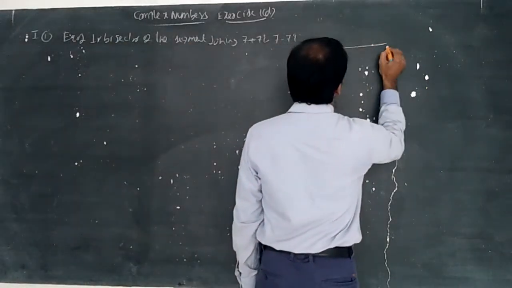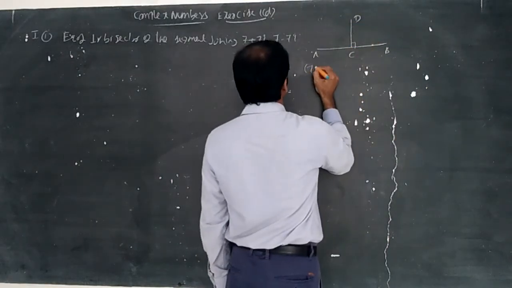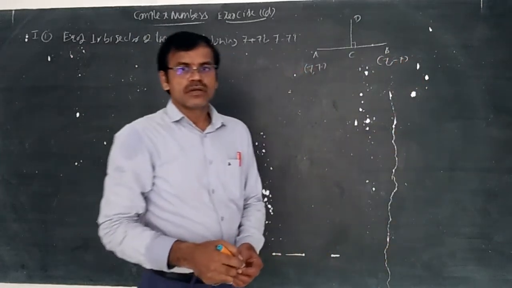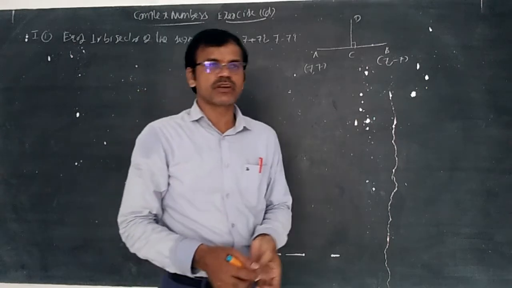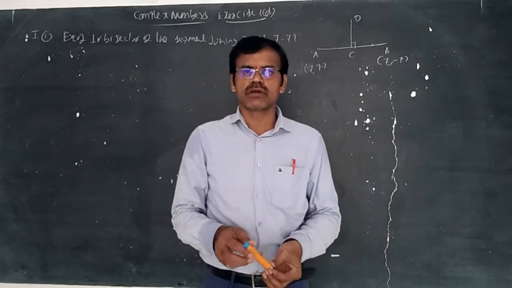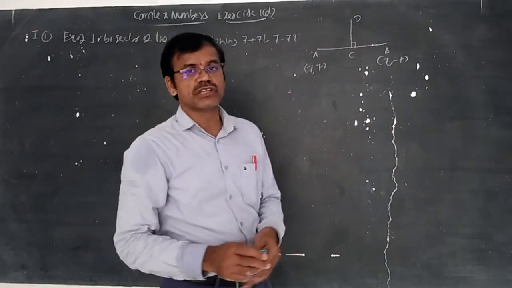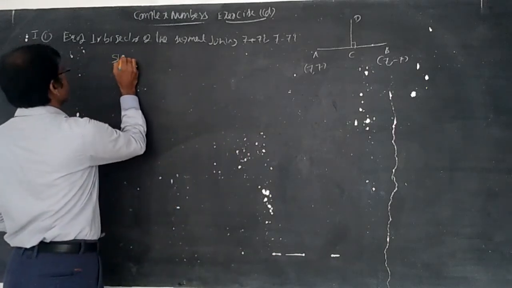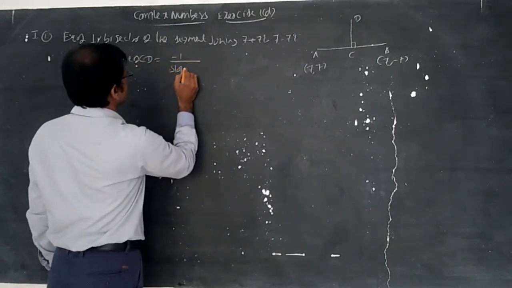Put here A, this is B, this is the perpendicular bisector. This is (7, 7) and (7, -7). We know that the perpendicular bisector means the line which is perpendicular to the given line and also bisects the given line. Bisecting means dividing into two equal parts. So C is the midpoint of AB and the slope of CD is equal to minus 1 by slope of AB.